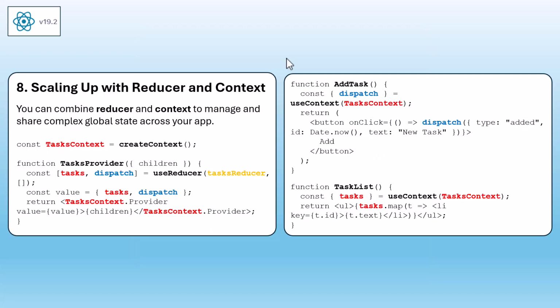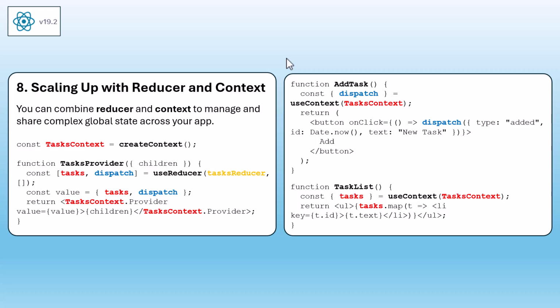8. Scaling up with reducer and context. Reducers and context become even more powerful when combined. Reducers give you a clear, centralized way to handle how your state changes, while context lets you share that state and its update functions with any component in your tree. Together, they form a scalable pattern for managing complex application state.